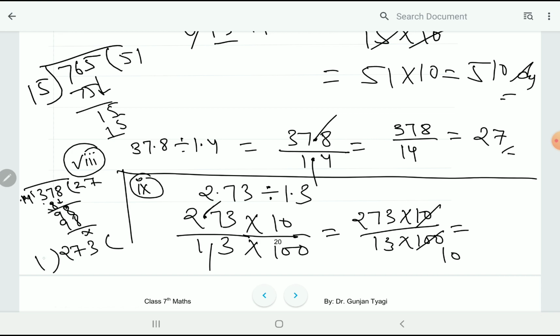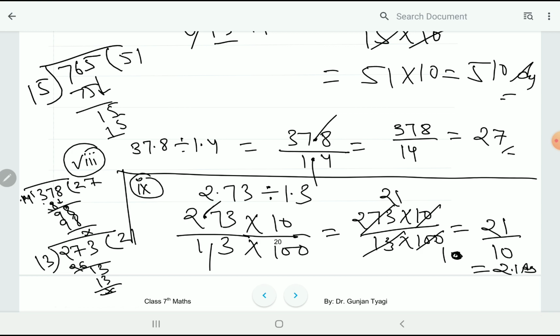And let's check whether 273 is divisible by 13. 13 2s are 26, 1 will be the remainder, 13 1s are 13. So it is divisible, 21 will come here. So 21 divided by 10. 10 will come in the denominator because this time there is 100 in the denominator. So the answer is 2.1. This is the answer. Last part of this question is completed.